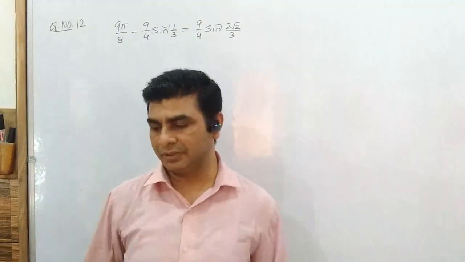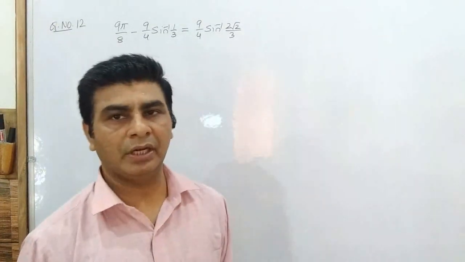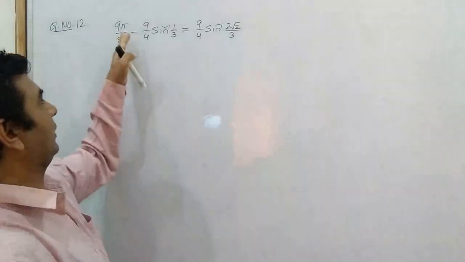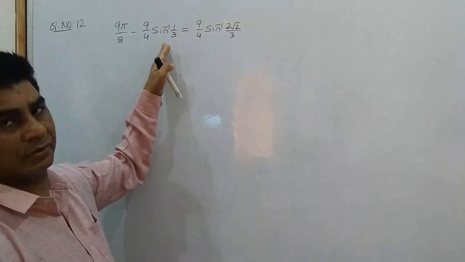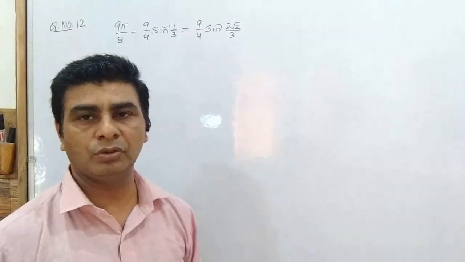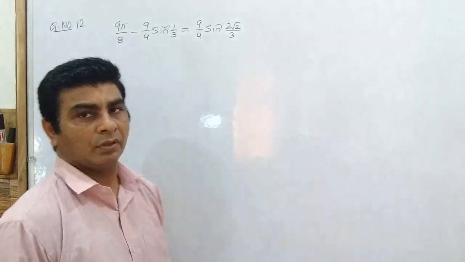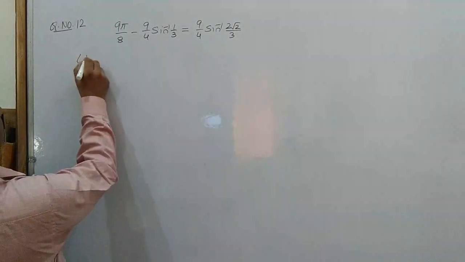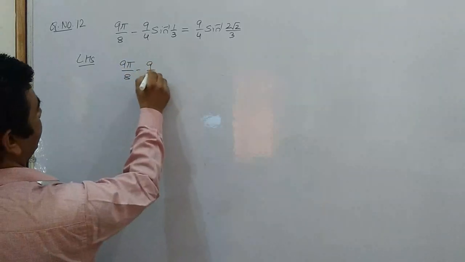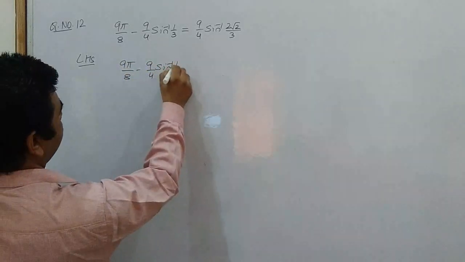So my dear ones, let's start with question number 12 in this video. Question number 12, in which we are going to prove that 9 pi by 8 minus 9 by 4 sin inverse 1 by 3 will be equal to 9 by 4 sin inverse 2 root 2 by 3. So let's take the left hand side of this question, which is given as 9 pi by 8 minus 9 by 4 sine inverse 1 by 3.